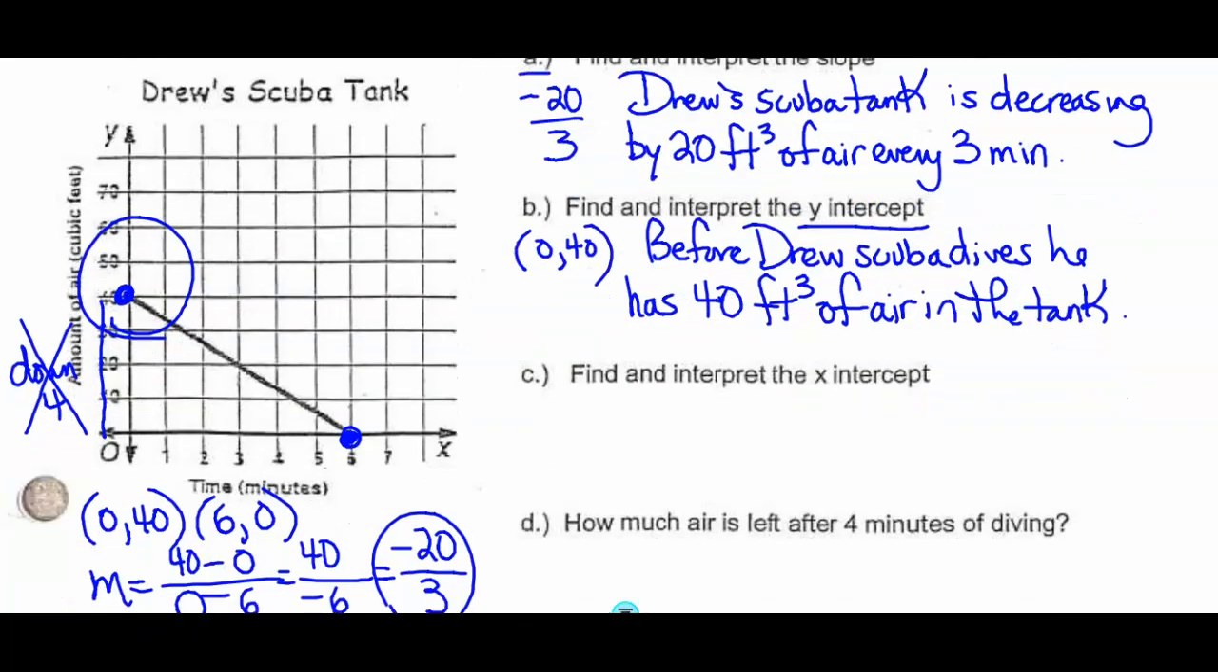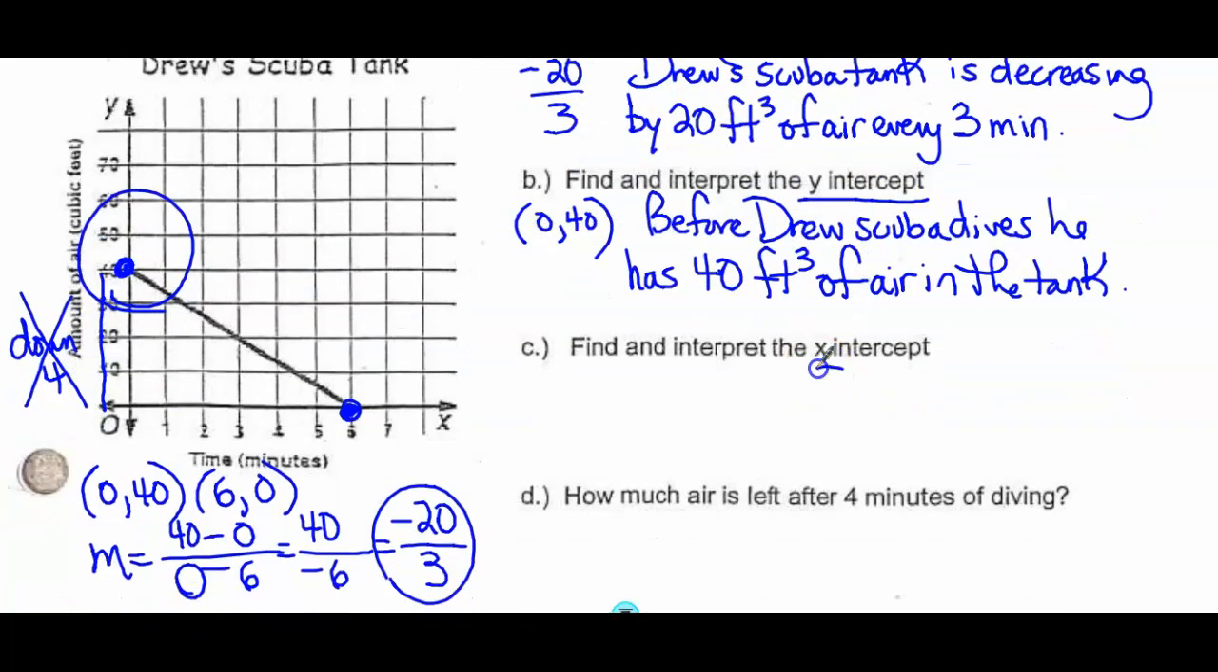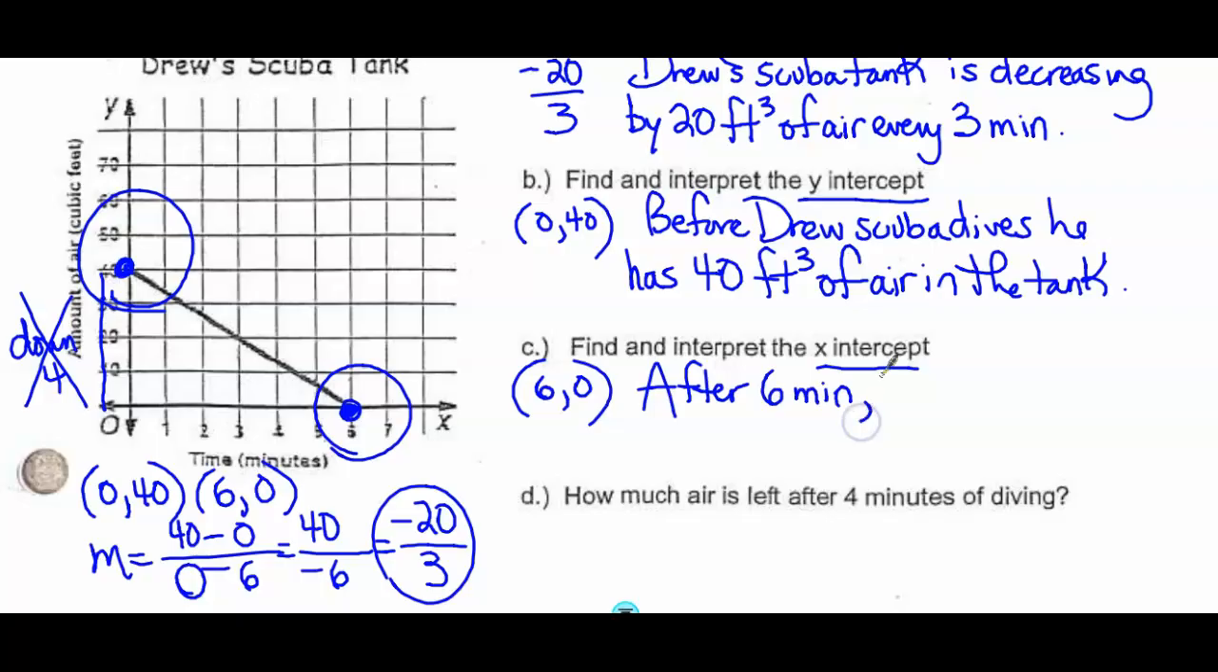Next, find and interpret the x-intercept. Well, the x-intercept is the point where it crosses the x-axis, and in this case it is (6, 0). So this would be after 6 minutes, Drew runs out of air in the scuba tank.